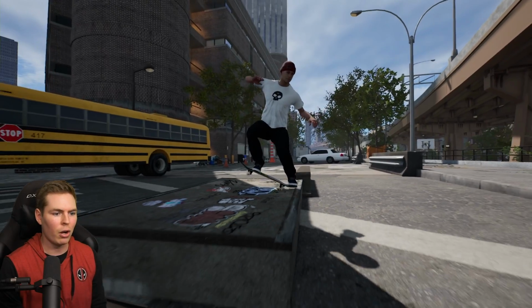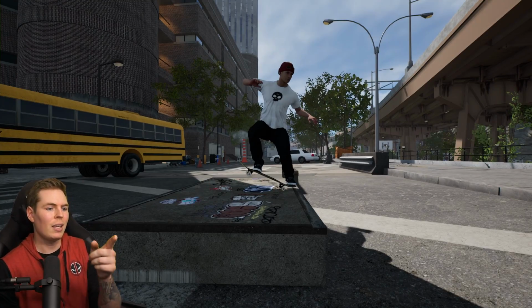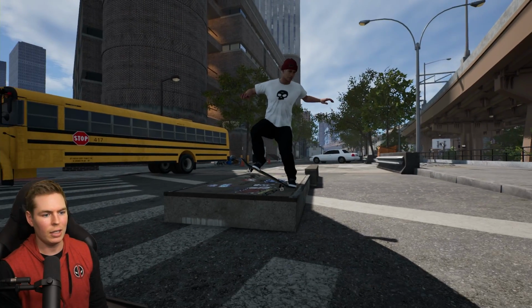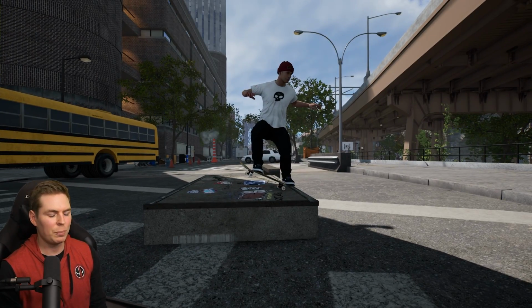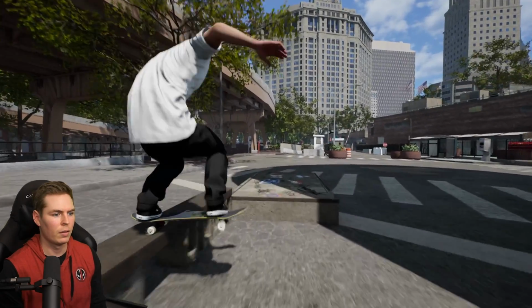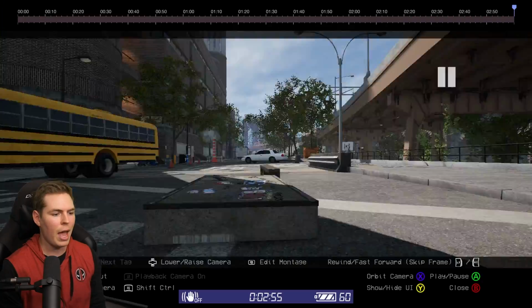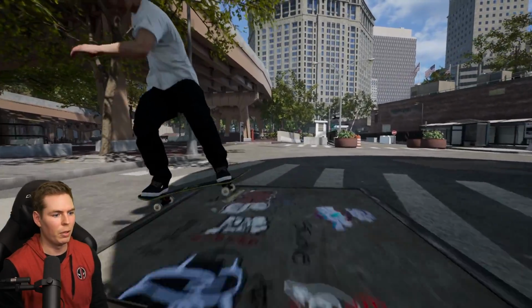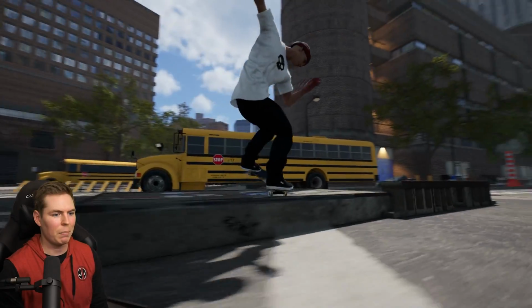You would want to call that nose slide to nose blunt, because I think if you were in the middle of the ledge doing that, right in the center, and not on the edge of the ledge, that would just be a power slide nose blunt, and you would just call that a nose blunt. But would that just be power slide nose blunt to nose blunt? Or let's do it like this. Blunt to blunt. Or is that just backtail the blunt?